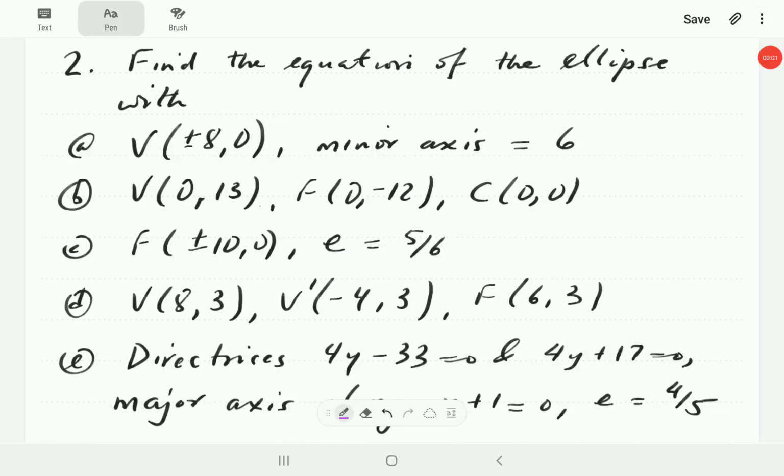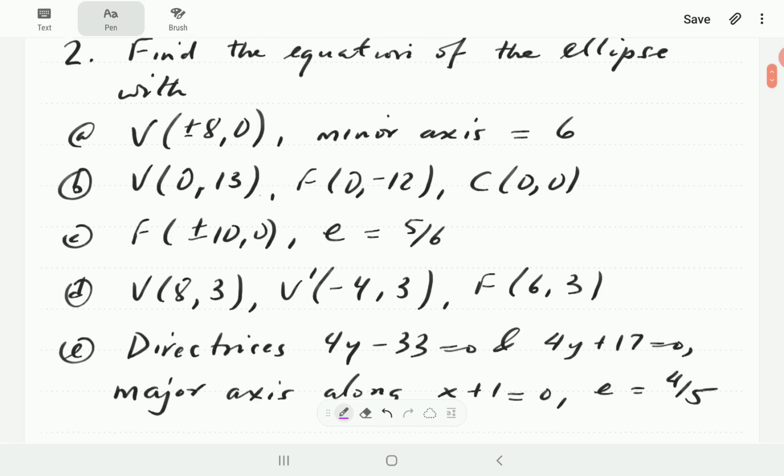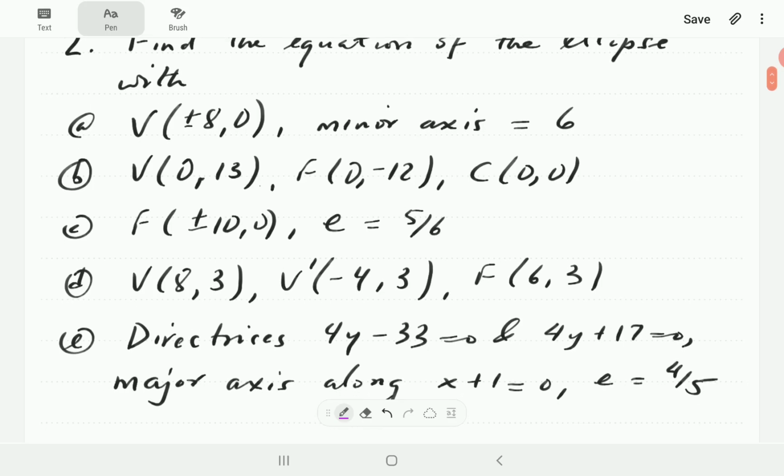Okay, in this video, we're going to look at example number 2 of ellipses. So in this example, we want to find the equation of each ellipse. It's going to be helpful with this type of example to work on some kind of sketch as we seek to find the equation.